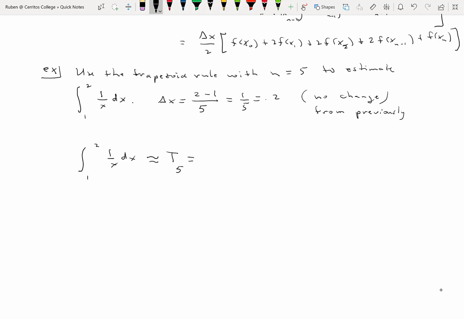So the integral from 1 to 2 of 1 over x dx is approximately T sub 5, which is, and there's our formula above, delta x over 2, 0.2 over 2, times. Now remember the x sub 0, x sub 1, x sub 2, etc. They were 1, 1.2, 1.4, 1.6, 1.8, and 2. f of x sub 0, 1, plus 2 f of x sub 1, 1.2, plus 2 f of x sub 2, 1.4, plus 2 f of 1.6, plus 2 f of 1.8, plus f of 2. Okay, look at how simple the formula is to actually use in practice.